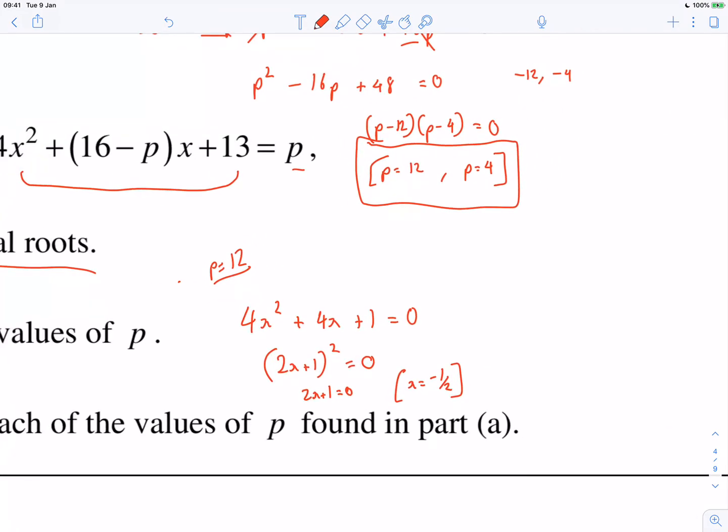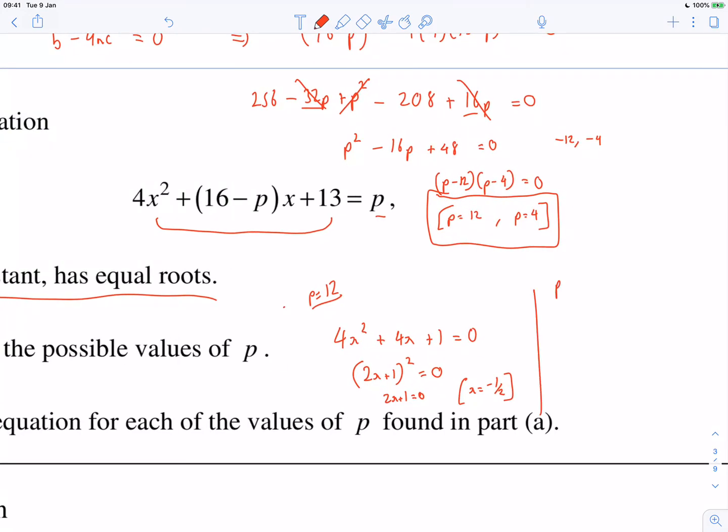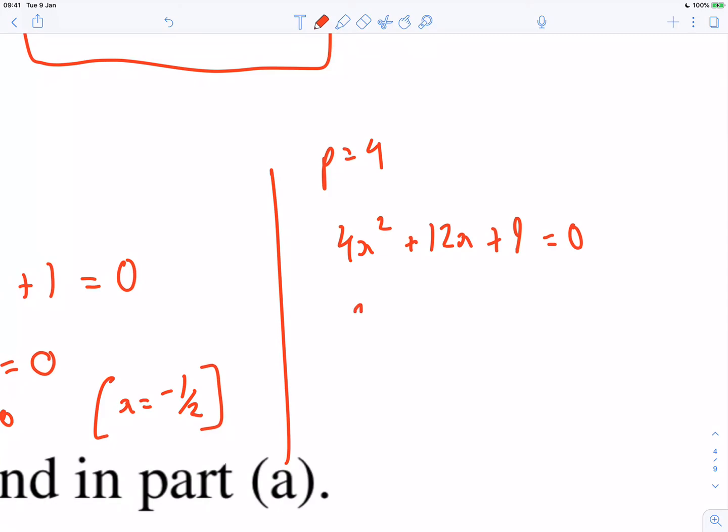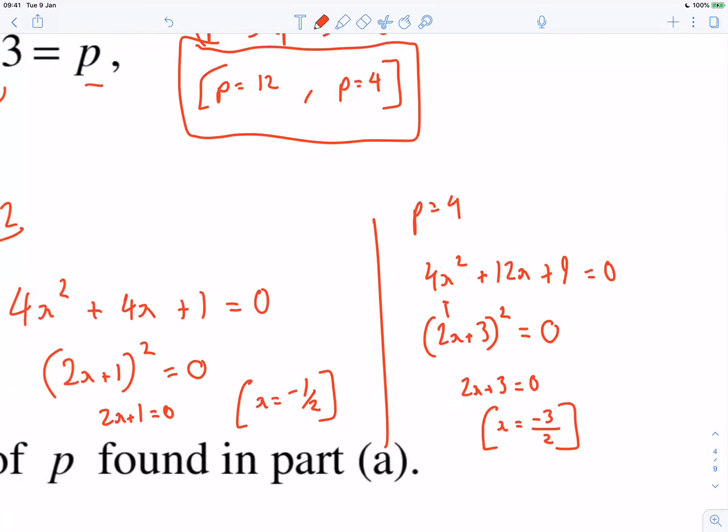Repeated root. And now when p equals 4, we're going to have 4x squared plus 16 minus 4, which is plus 12x, plus 13, but then we're going to minus 4, so that becomes plus 9. Whoa, when you get good at spotting these, I think that's going to be 2x plus 3, isn't it? Because 2x times 2x is 4x squared if we expand double brackets. 2x times 3 and then double that gives the 12x. Yep, 3 times 3 is 9. Bosh. So this means 2x plus 3 equals 0, because square rooting 0 is still 0. Minus 3 from both sides, divided by 2. x equals minus 3 halves.